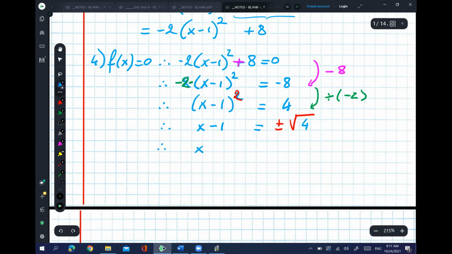Therefore, x equals, so plus or minus square root of 4 is plus or minus 2. And this subtraction becomes an addition. And finally, I'll have x equals 1 plus 2, or x equals 1 minus 2, which is 3 or -1.